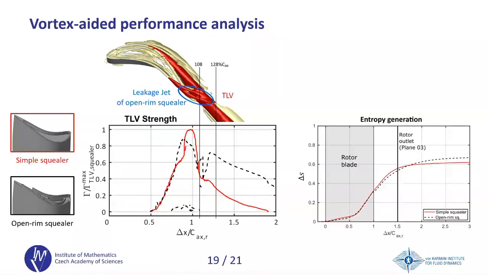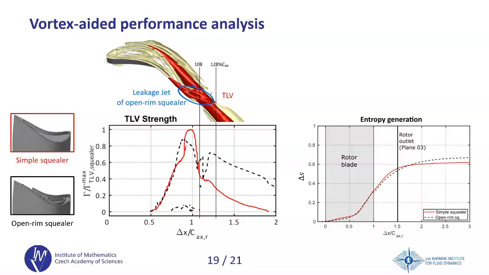And you can see this also in the entropy evolution here. If you are in a plane 50% of chord downstream of the blade, this is a graph of entropy, and the entropy generated by the tip leakage vortex of the open rim blade is lower than the entropy generated by the simple skew design. Even though in the mixed out state, of course, naturally the entropy of the open rim design is higher because the leakage mass flow is higher. So eventually, in the mixed out state, the entropy increase will be higher.